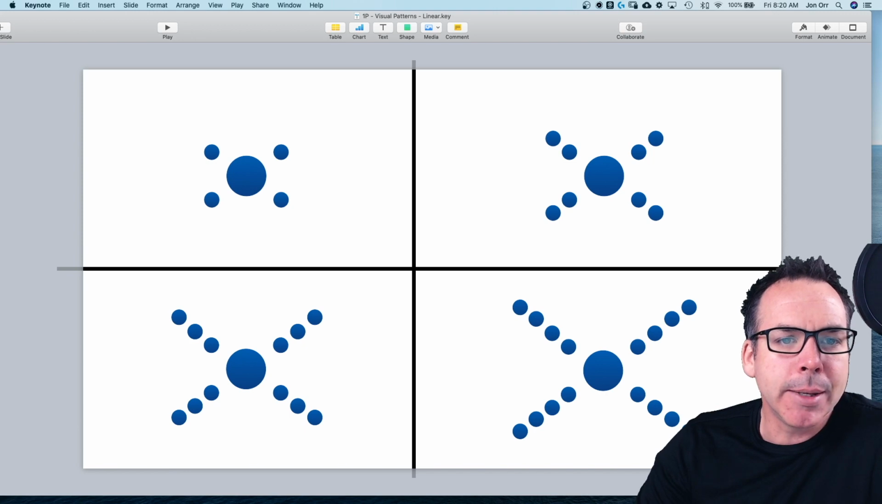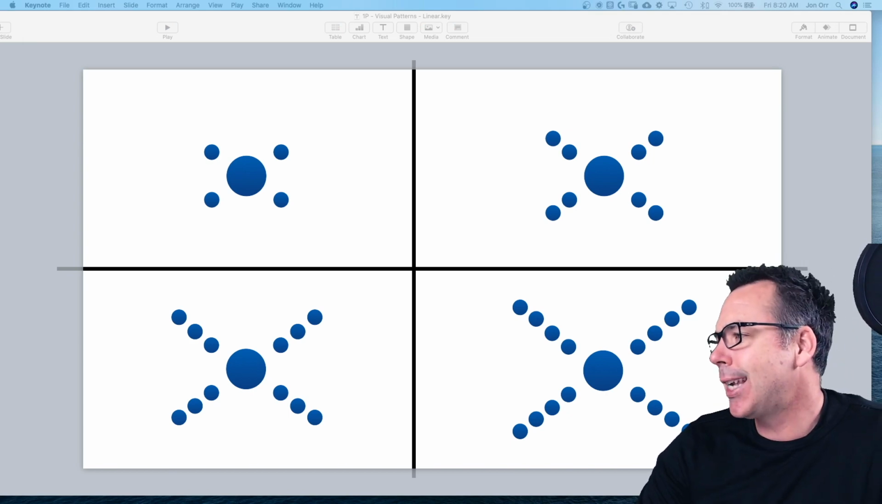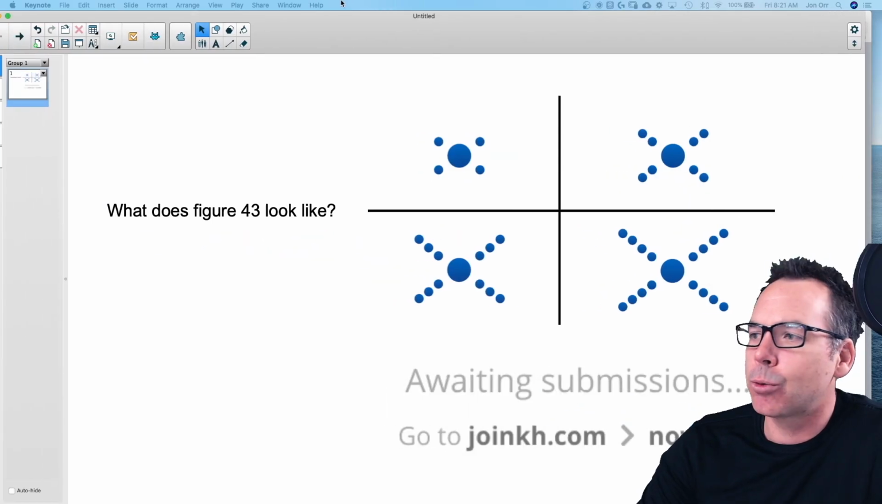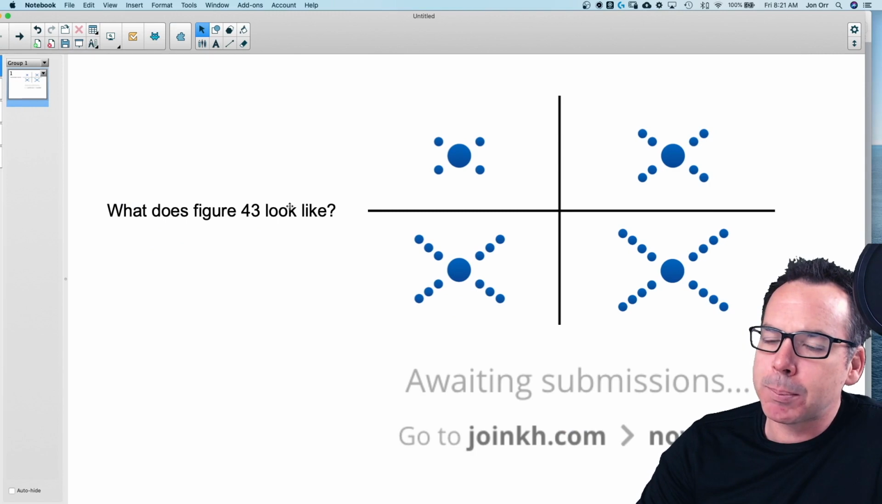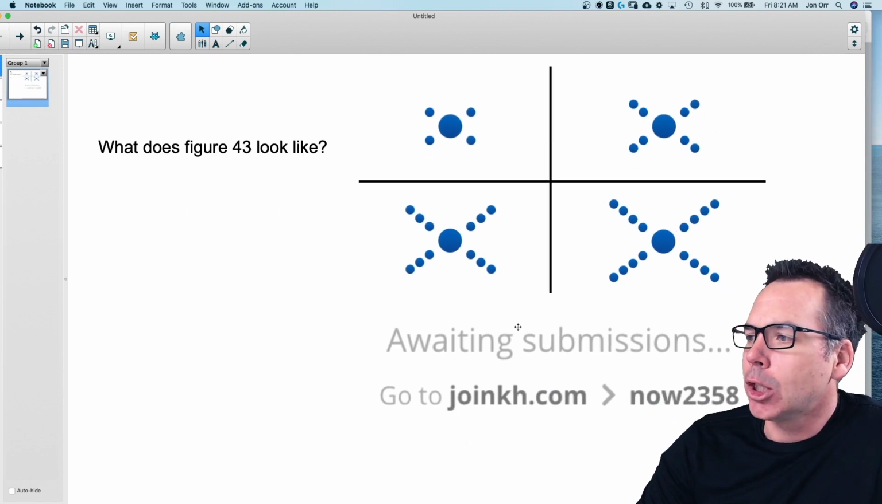I don't want you to give me figure 6. I don't want you to give me figure 7. I don't want you to say figure 10 or what that looks like. I want you to draw me, or explain or describe, what figure 43 looks like.